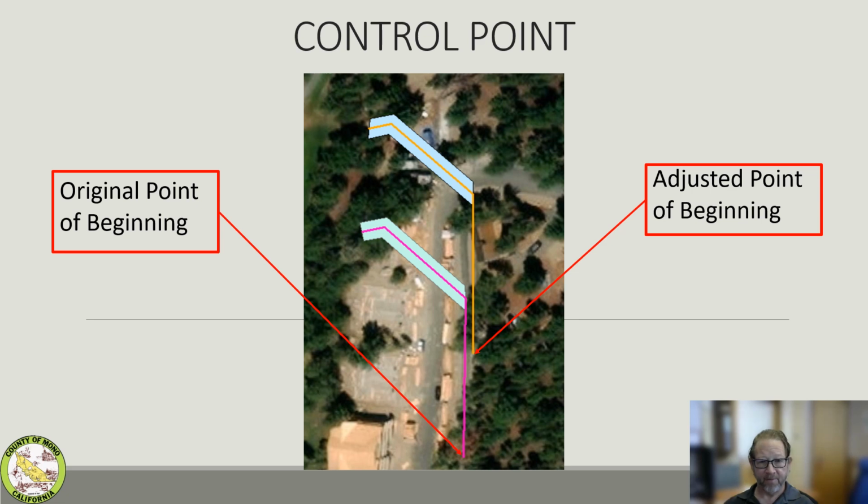Here we have before and after. The easement on the bottom is the first one we drew based on the PLSS shapefiles. The easement on the top is the one we drew based off of our GPS point.